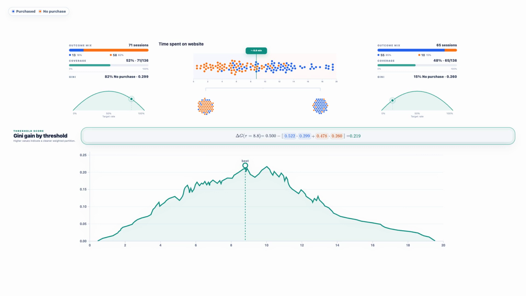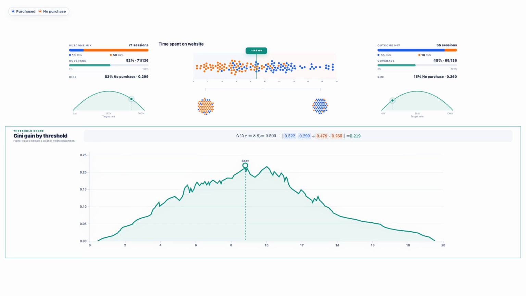A larger decision tree repeats this idea. At each node, it considers candidate splits, scores the impurity reduction, chooses a strong split, and then continues growing on the child nodes.